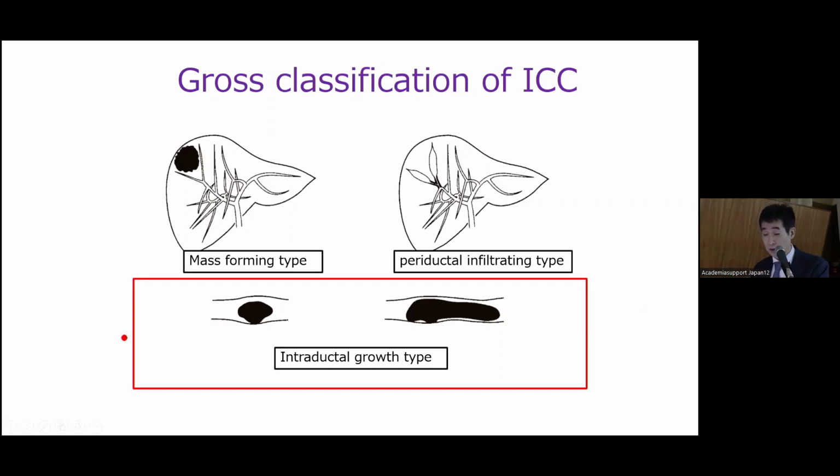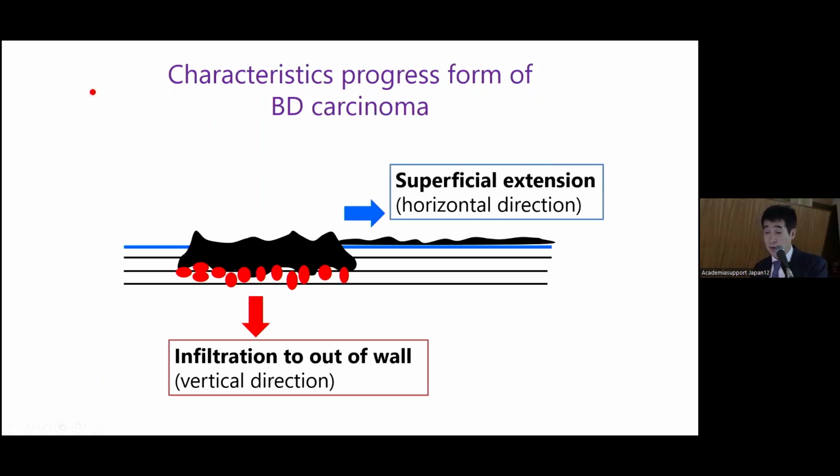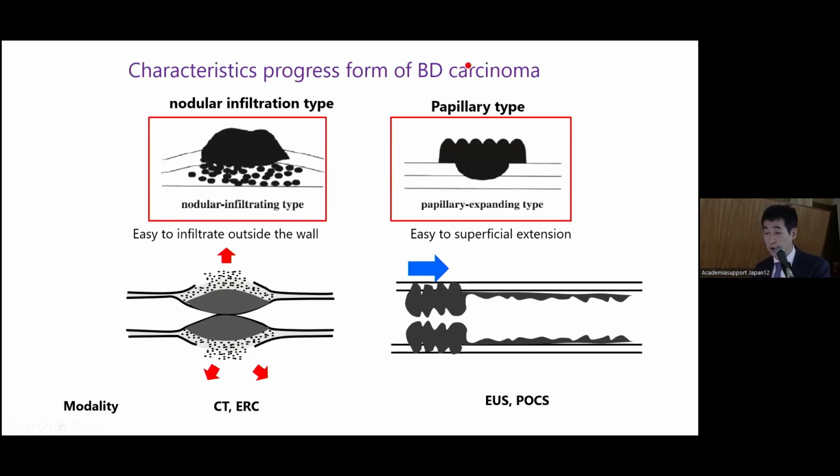So next is the intraductal growth type. The characteristic progression form of bile duct carcinoma has two forms. One is vertical infiltration out of the wall, and the other is horizontal, which means superficial extension. Especially the intraductal growth type, usually the papillary type, is prone to superficial extension. So at that time, we have to use a modality not only EUS, but also POCS. On the other hand, the nodular type does not frequently show superficial extension, so usually you use CT and ERC.